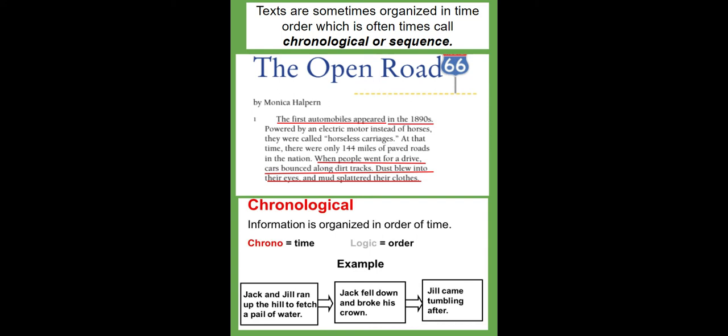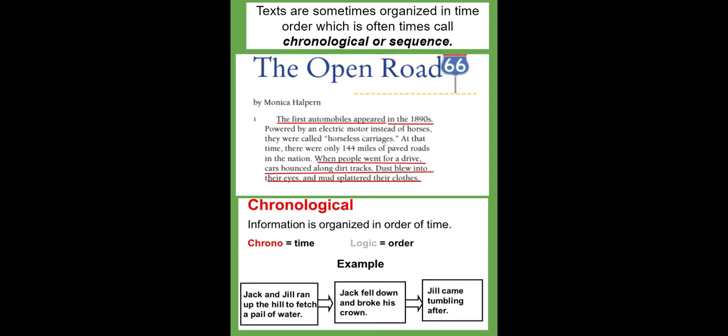So I'm going to underline that. Now I have to ask myself, what event is taking place in the 1890s? It tells me that the first automobiles appeared, so I'm going to underline that and continue reading. Powered by an electric motor instead of horses, they were called horseless carriages. At that time, there were only 144 miles of paved roads in the nation. When people went for a drive, cars bounced along dirt tracks. Dust blew into their eyes, and mud spluttered their clothes.